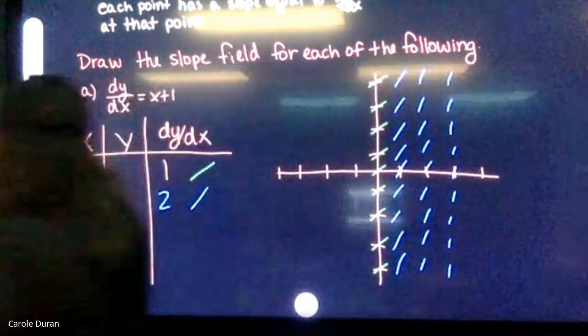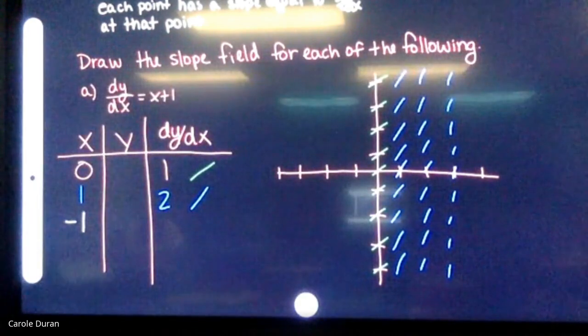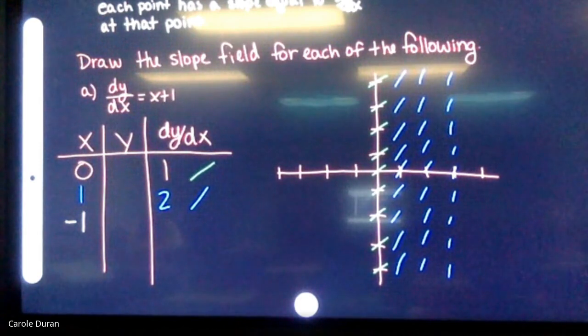So I'm going to plug in negative 1. It looks like wind patterns or something. It does, or oceanic wave current patterns.